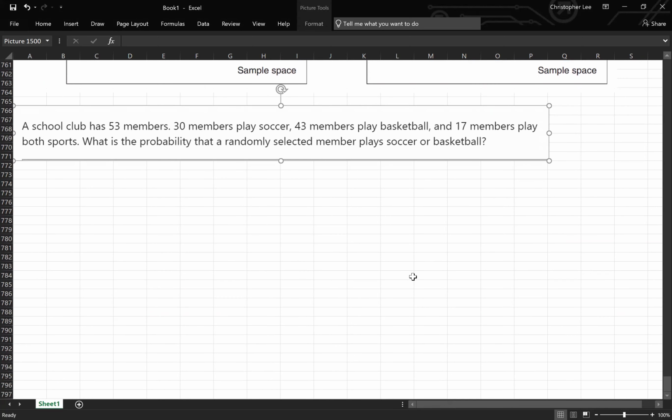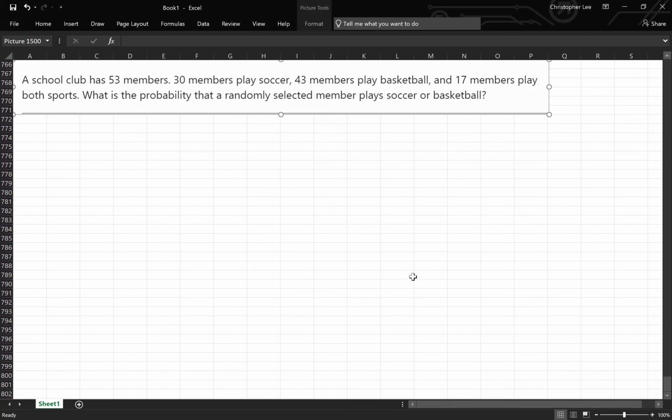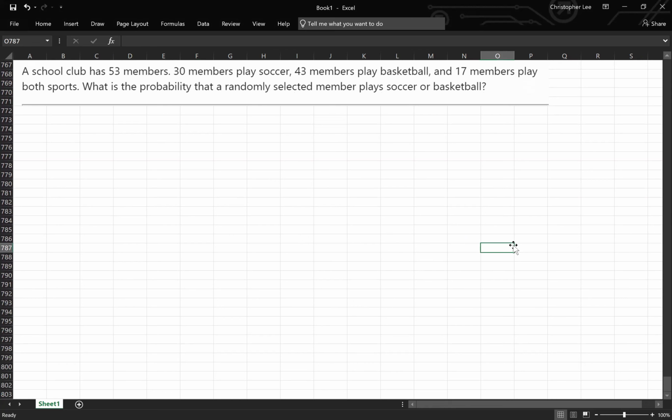All right, so check this out. A school club has 53 members, 30 members play soccer, 43 members play basketball, and 17 members play both. What is the probability that a randomly selected member plays soccer or basketball? Go ahead, do that real quick.